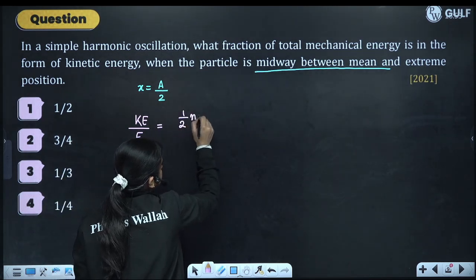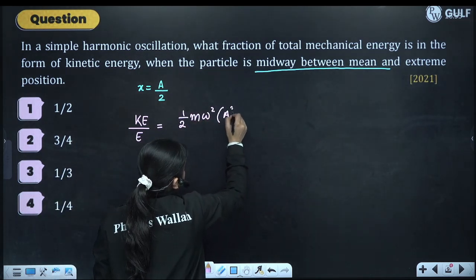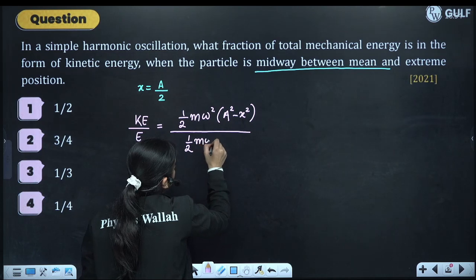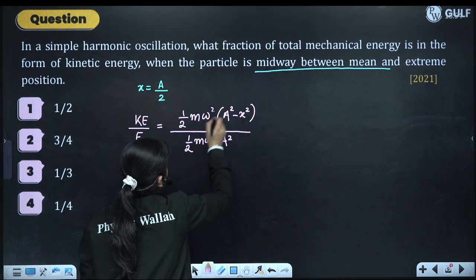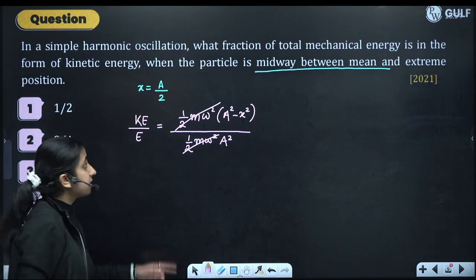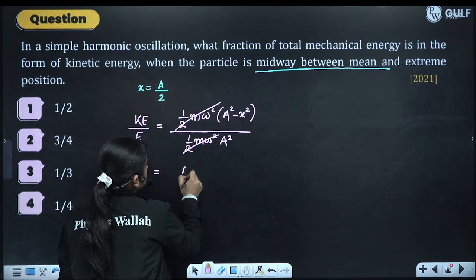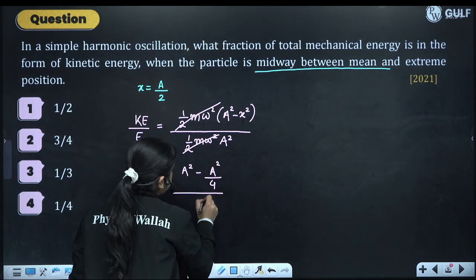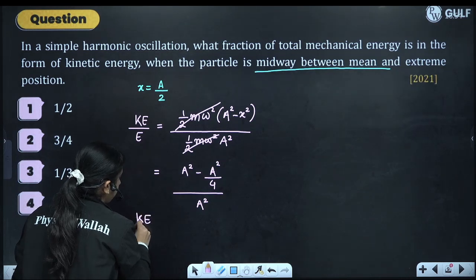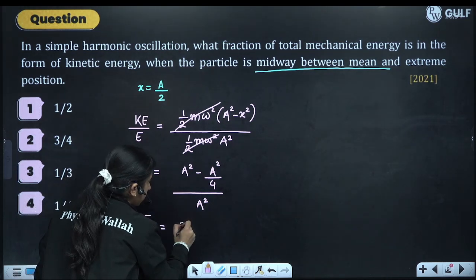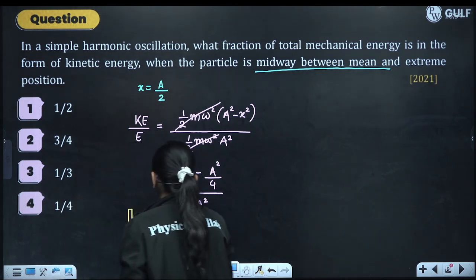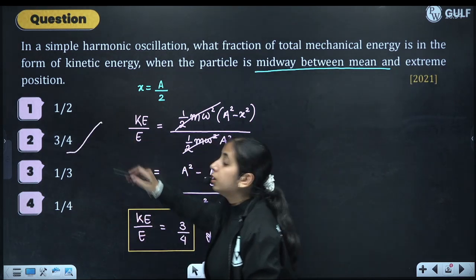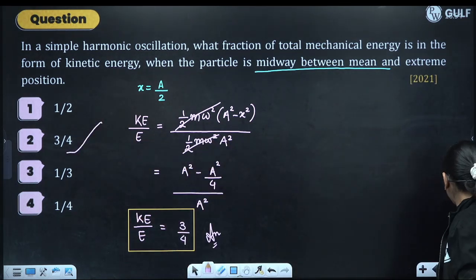We know that kinetic energy is half m omega square into a square minus x square, divided by total energy, which is half m omega square a square. Half m omega square cancels. Substitute x: a square minus a square by 4, divided by a square. So kinetic energy by total energy will come as 3 by 4. This will be the answer. Option number 2 will be our answer, 3 by 4.